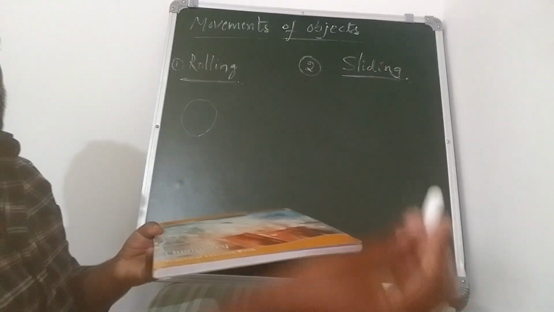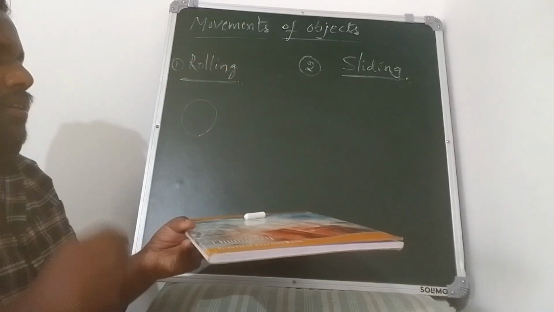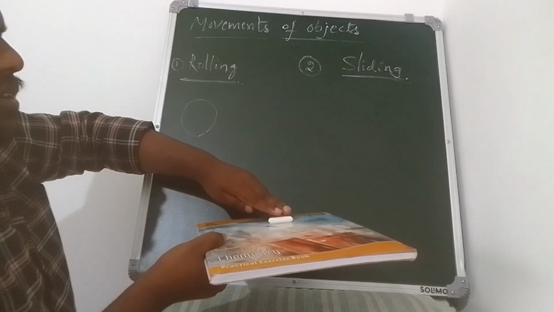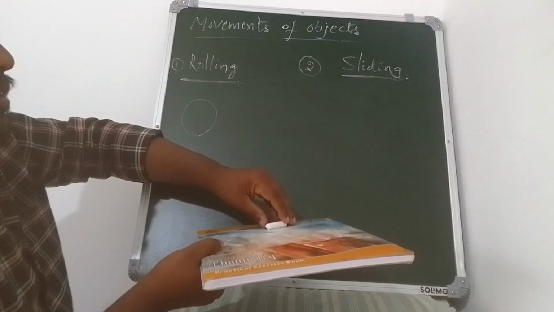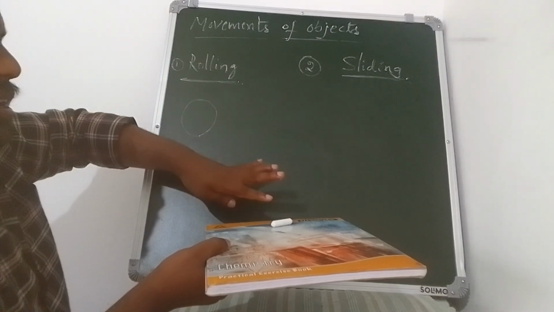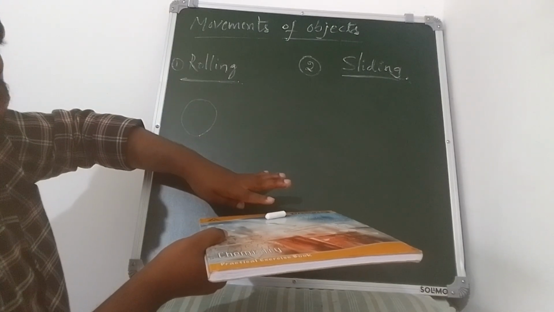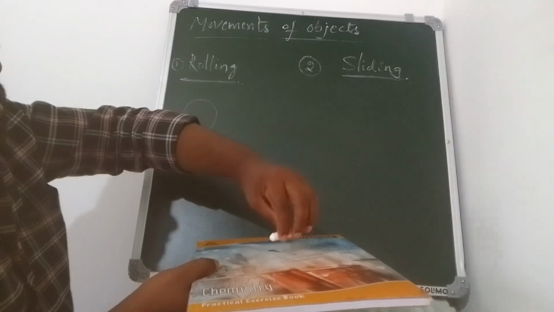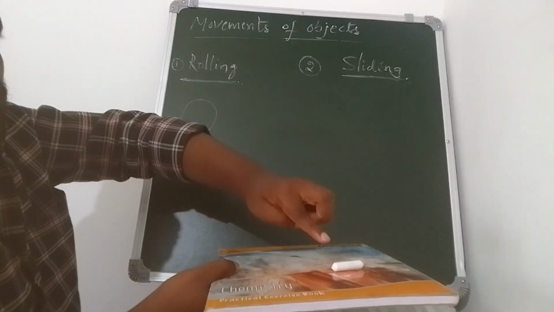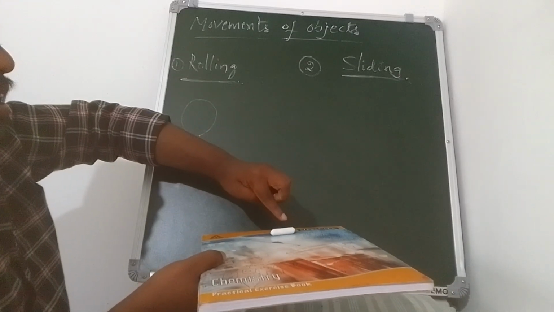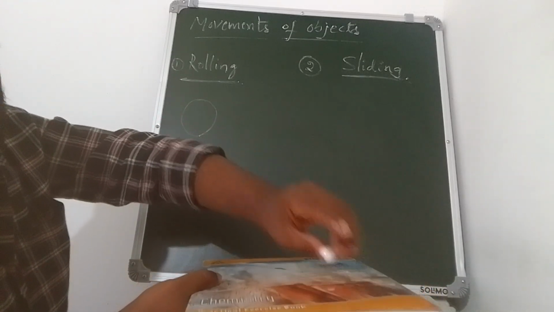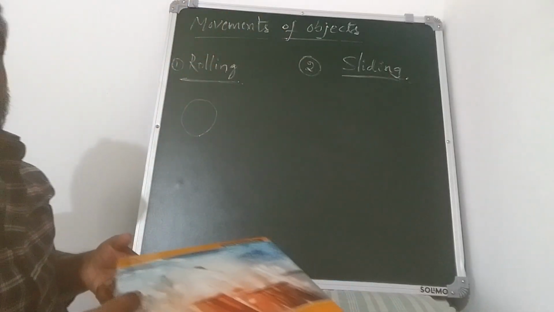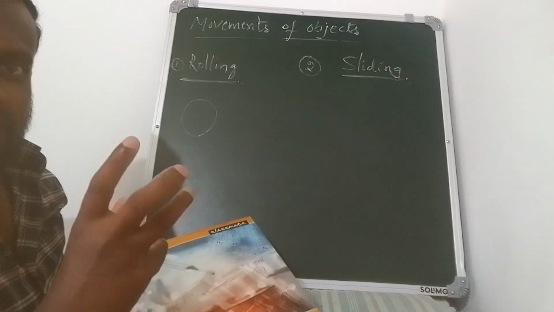See, I will take this chalk piece only. Okay, here it is. I placed it here, so I will just apply force. I will push this. See how it is moving. See, this is called rolling. So this movement is there, no? That is rolling.